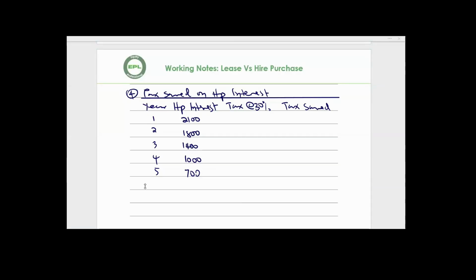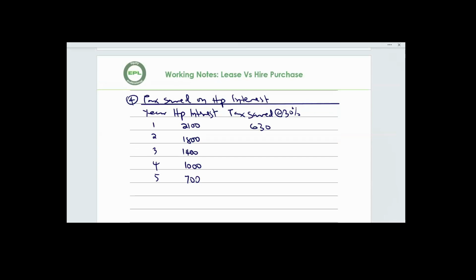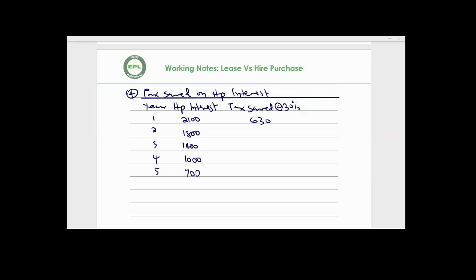Tax saved at 30%. So here is 630. Then 1,800 multiplied by 0.3 equals 540. And the next one, 1,400 multiplied by 0.3 is 420. Okay, so that's that. Now that we have computed the HP interest, then we can go and post it.